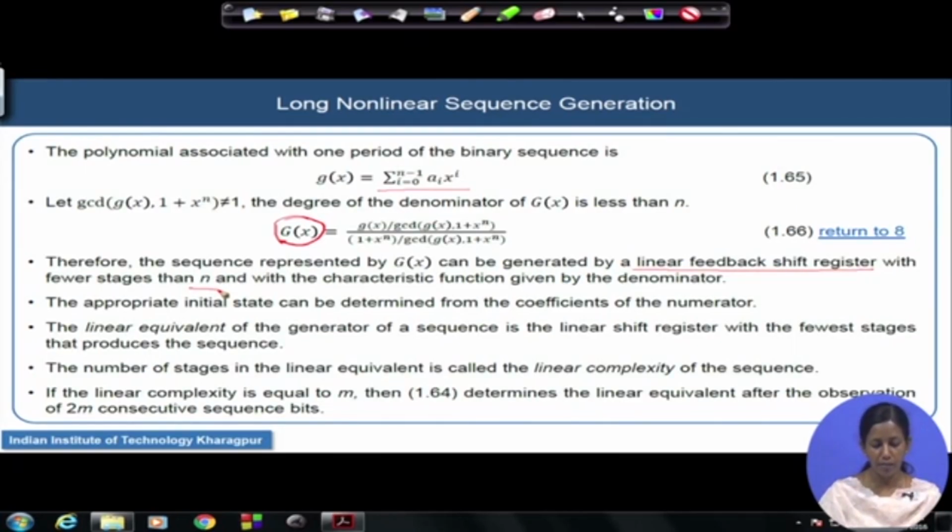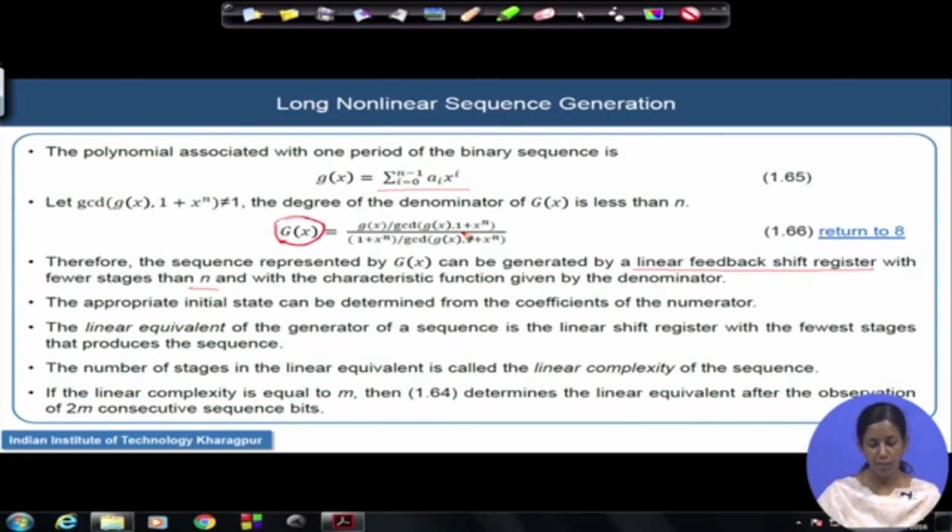So the condition is that there exists a greatest common divisor between g(x) and 1 plus x to the power n, and the degree of the denominator is less than n. Then the sequence generated by this generating polynomial can also be generated by fewer than n stages. So the shift register stages involved in generating the sequence will be less than small n, and by appropriately initializing the state we can determine the coefficients of the numerator also.